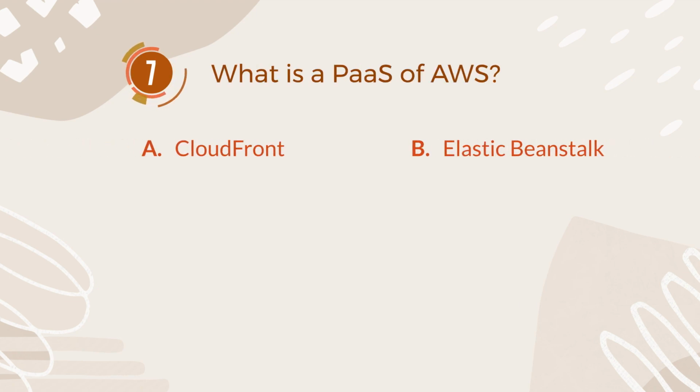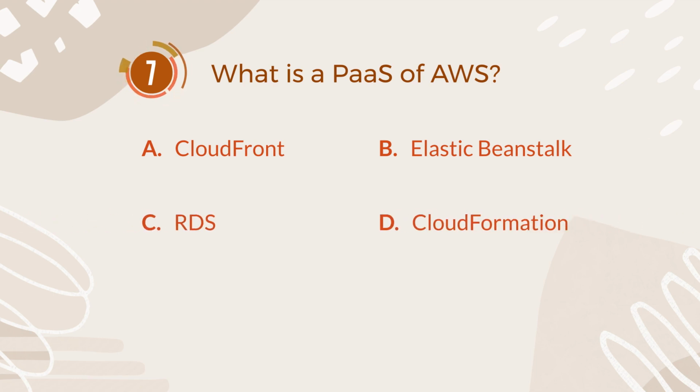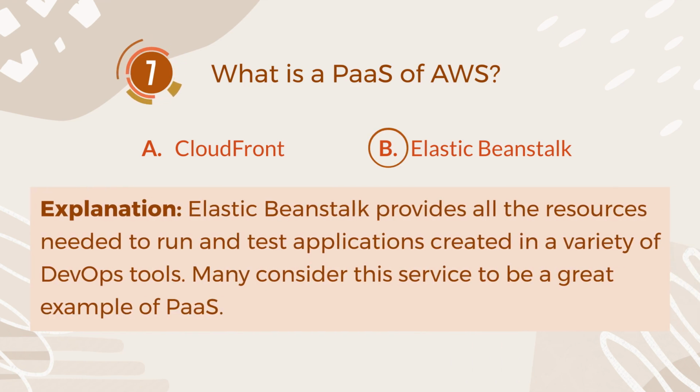Number 7. What is a platform as a service of AWS? A. CloudFront. B. Elastic Beanstalk. C. Relational Database Service. D. CloudFormation. The correct answer is B. Elastic Beanstalk. Explanation. Elastic Beanstalk provides all the resources needed to run and test applications created in a variety of DevOps tools. Many consider this service to be a great example of platform as a service.